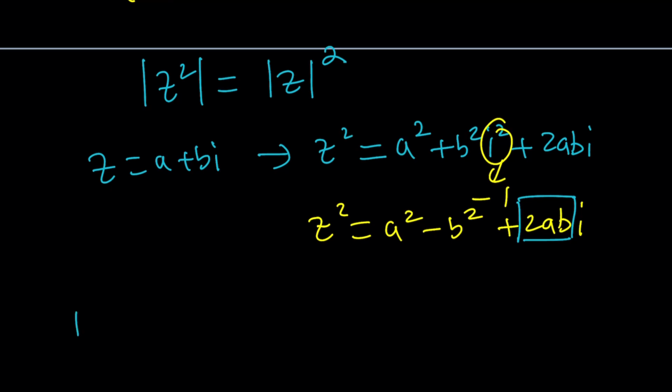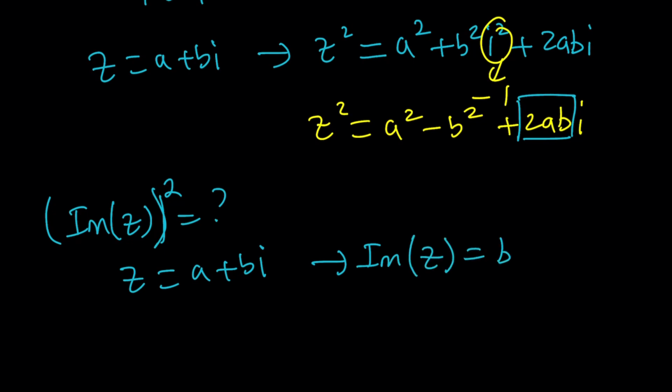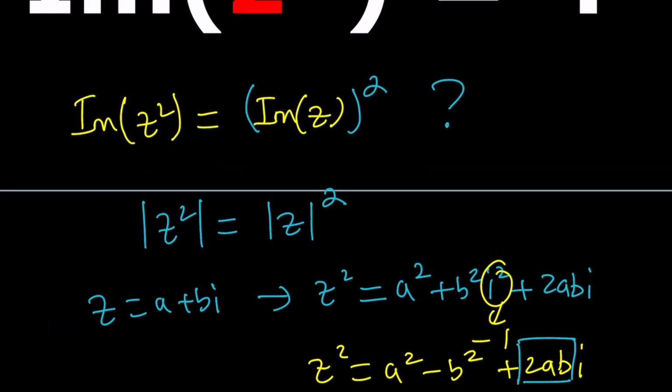What is the imaginary part of z? And then we have to square it, right? That's what we've got to find out. First, we've got to look at what z is. Z is a plus bi, so the imaginary part of z is b, and the imaginary part of z, squared, is b squared. So we found two things, 2ab and b squared. Are they the same thing? Are they identical for all values of a and b? Are they always equal? The answer is no. You can definitely find counterexamples. It's very straightforward. So this is not a general identity. It's not true in general.